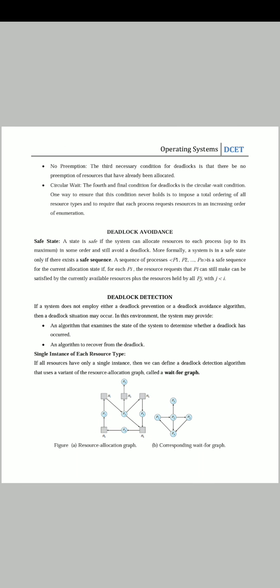For deadlock detection we have used two methods. One is for single instances, one is for multiple instances. For single instances we have used the resource allocation graph. That resource allocation graph you collapse or translate into a wait-for graph. If you have a cycle in that graph, it means that there is a deadlock. If there is no cycle, then there is no deadlock.